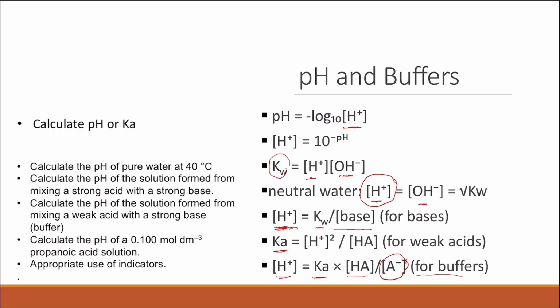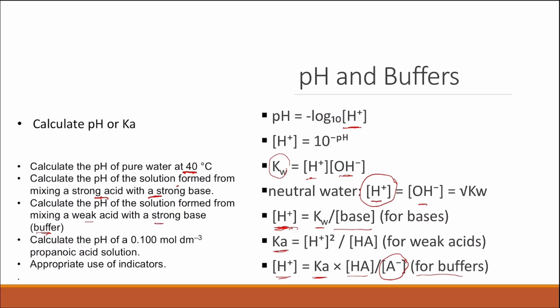So the type of the questions that come will be calculate the pH of pure water at a certain degree, or calculate the pH of a solution formed from mixing a strong acid with a strong base. So here you need to work out which one will be in excess, what is the concentration of the acid or the base after the completion of the reaction, and then you're going to use this to calculate the hydrogen ion concentration. Calculate the pH of a solution formed from mixing a weak acid with a strong base.